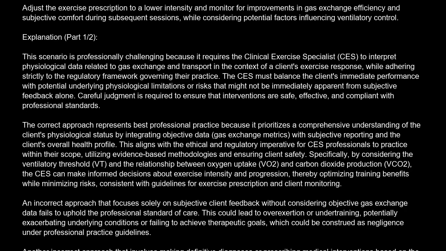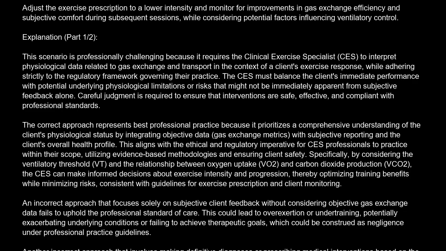The correct answer is A. Adjust the exercise prescription to a lower intensity and monitor for improvements in gas exchange efficiency and subjective comfort during subsequent sessions, while considering potential factors influencing ventilatory control.